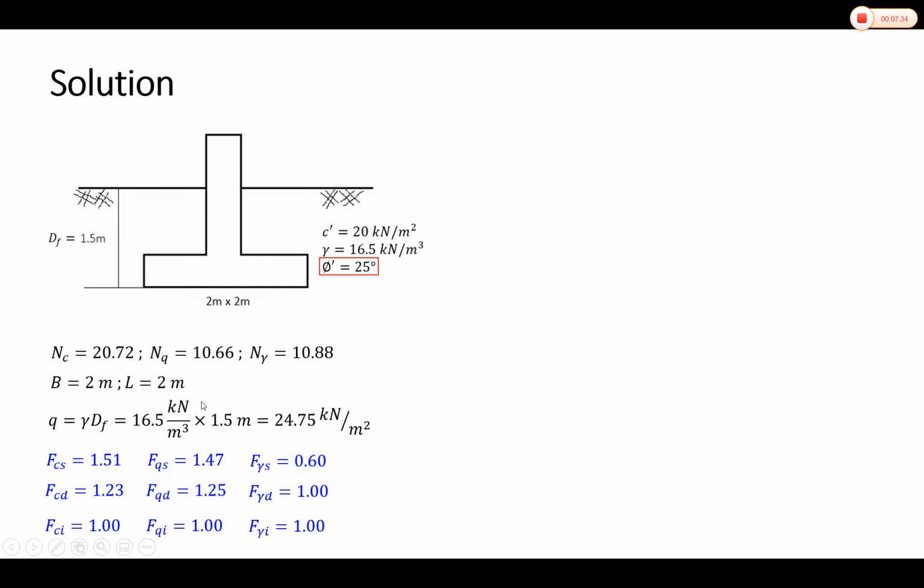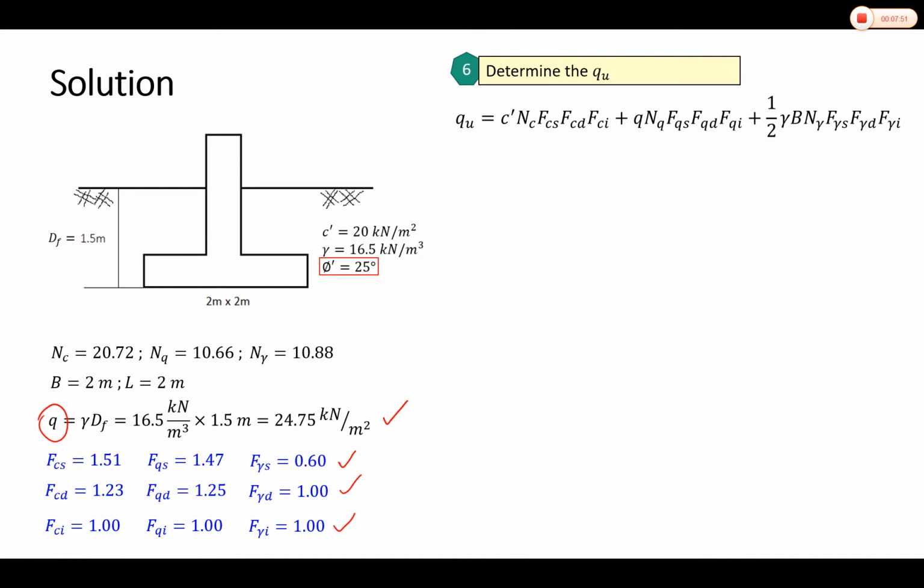Alright, so now we have all the information. We have all the factors. We have the shape factors. We have the depth factor. And we also have the inclination factors. So we already calculate the q, gamma, and the factors here. So we can identify the ultimate bearing capacity. We can calculate the ultimate bearing capacity by using this equation.